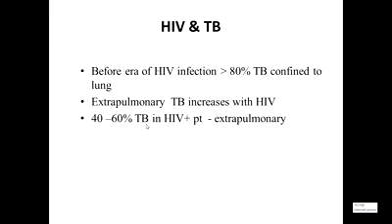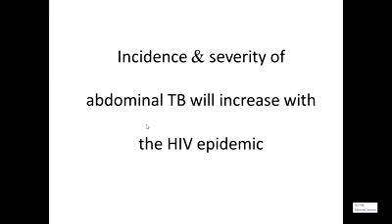In the West, HIV and tuberculosis: before the era of HIV infection, more than 80% of tuberculosis was confined to the lungs. Extrapulmonary tuberculosis increases with HIV. 40 to 60% of TB in HIV-positive patients is extrapulmonary tuberculosis. The incidence and severity of abdominal tuberculosis will increase with the HIV epidemic.